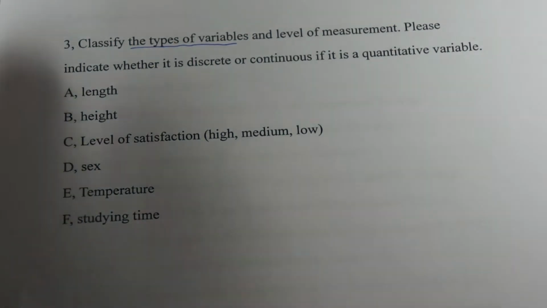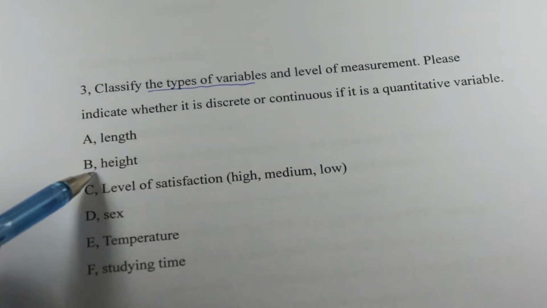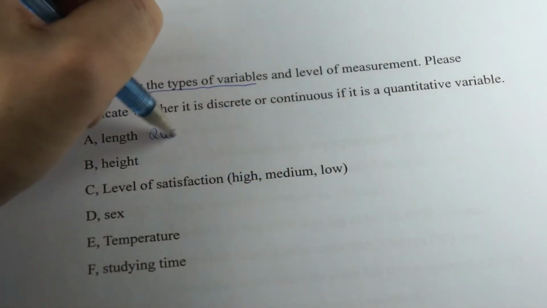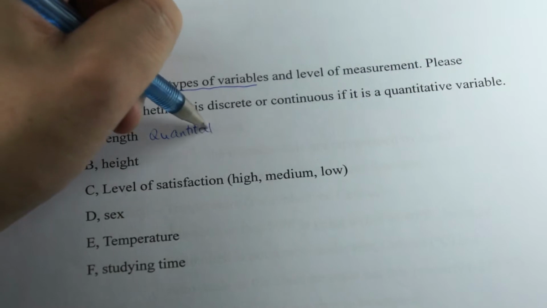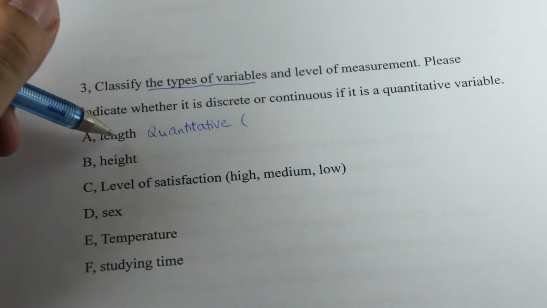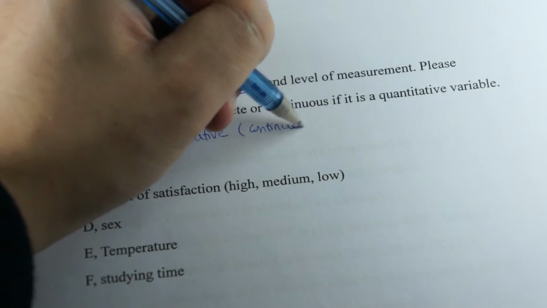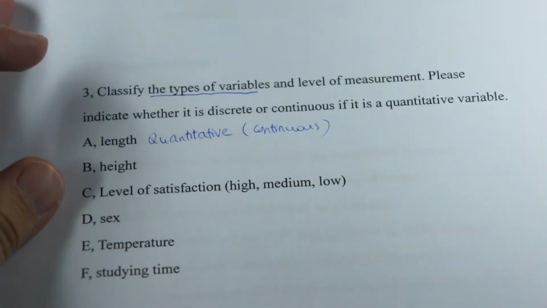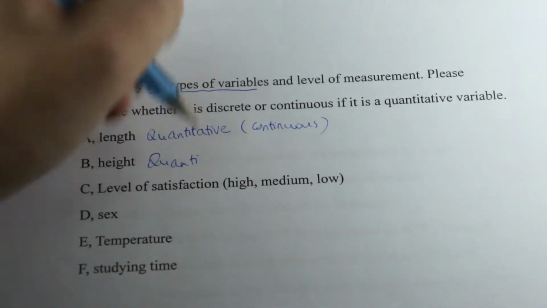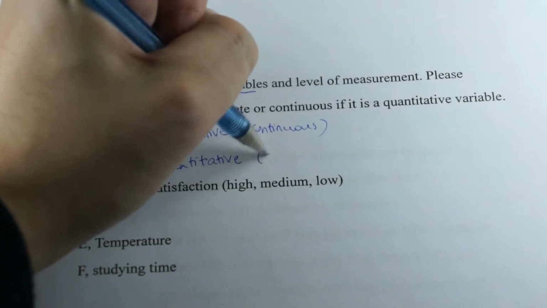Okay, so let's continue the classified types of variable. So we have length, height. Of course this is numbers, so that's why we write down quantitative. Can you use decimal places to describe length? Of course it's yes, so that's why you write continuous. And then the next part is that we have height, so that's why we would like to write quantitative, and then continuous.